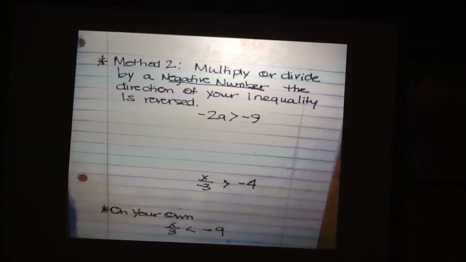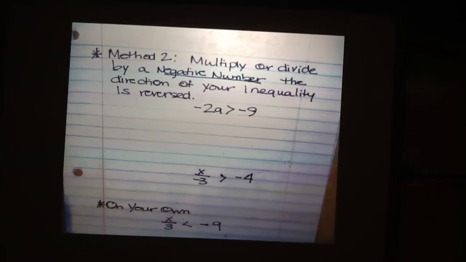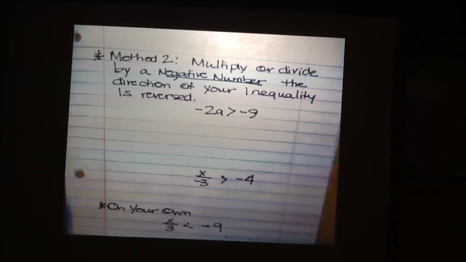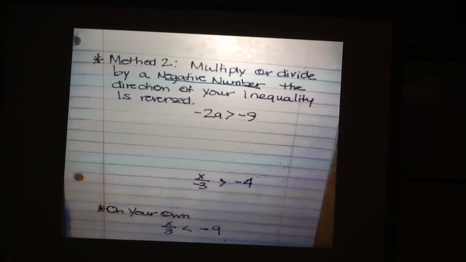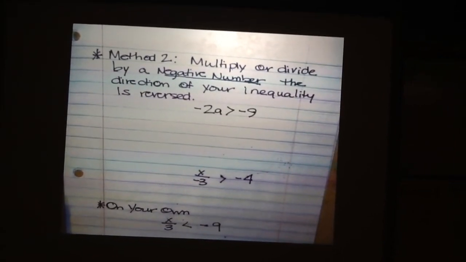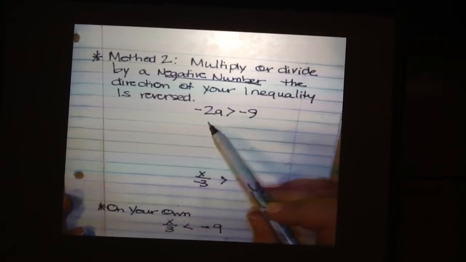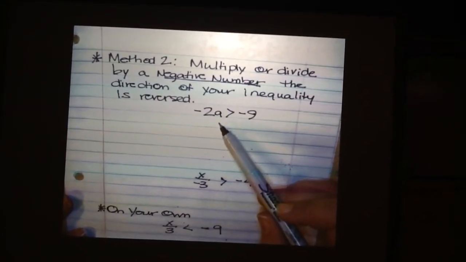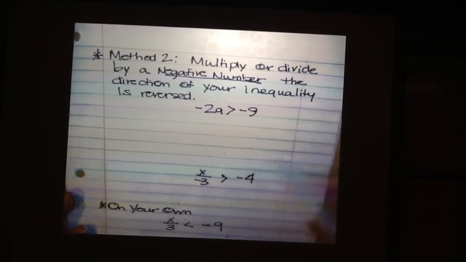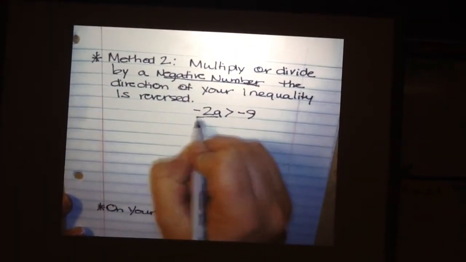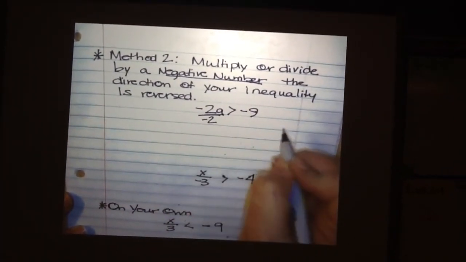Okay, so we have negative 2a is greater than negative 9. Let's go ahead and write that down. Hopefully you can see that this is a multiplication problem. We are multiplying negative 2 and a together, which means we need to do the opposite, which is division. We're going to divide by negative 2.